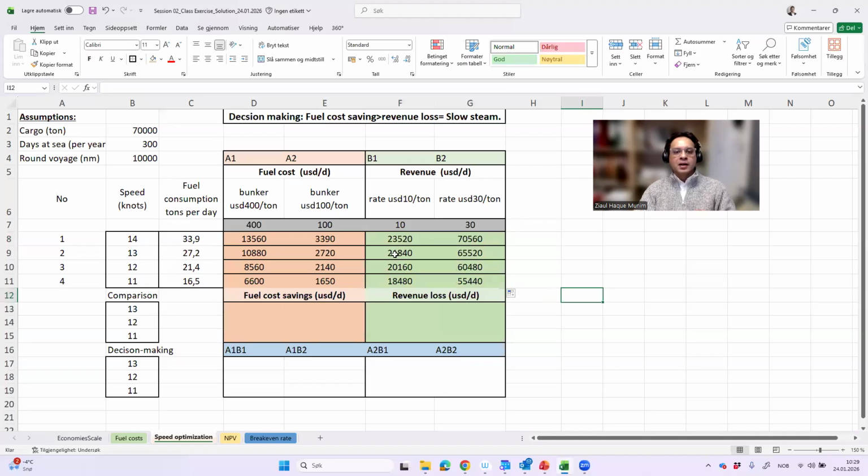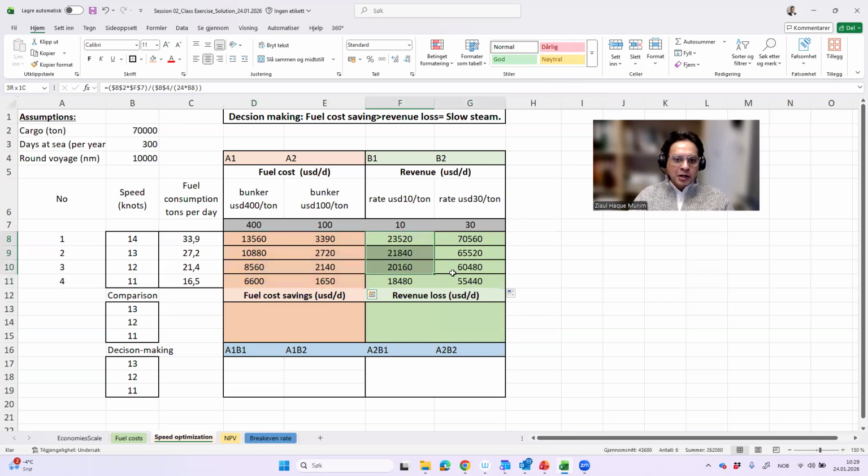So we have our bunker cost and we have our revenue per day for all these different speeds. Okay, considering these prices. So this is like a sensitivity analysis with varying prices.